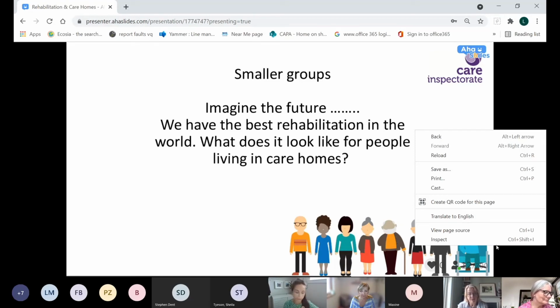So when you break into smaller groups, and Stephen is going to do that. Sorry, I forgot to mention Stephen's working in the background, keeping all of this going. Hello.